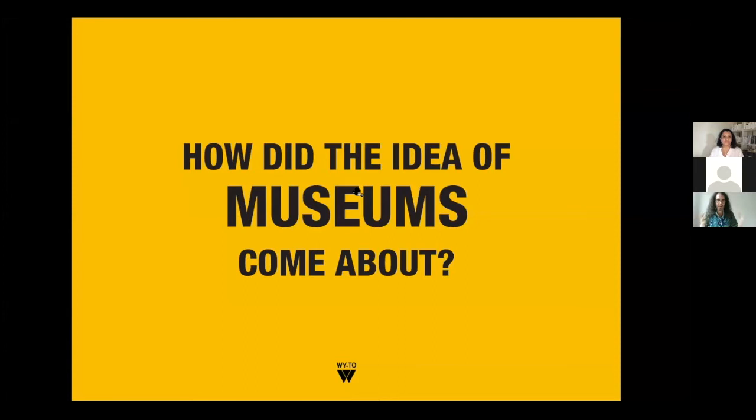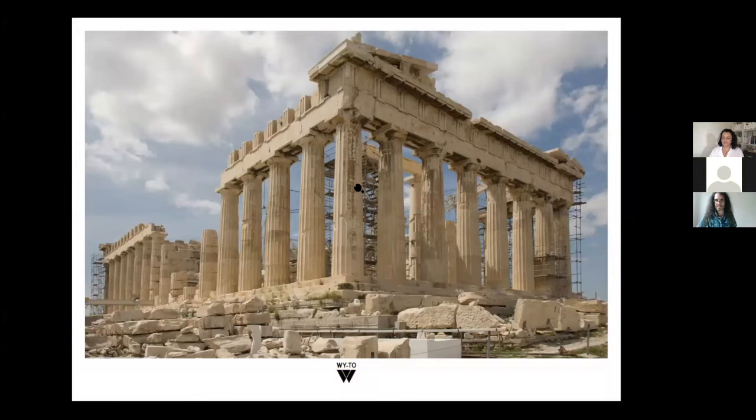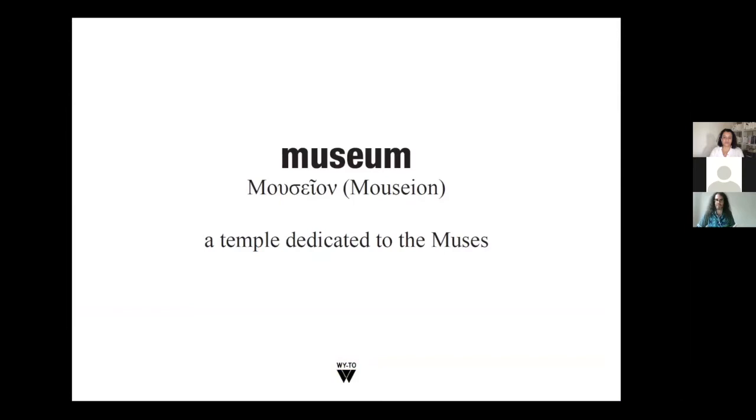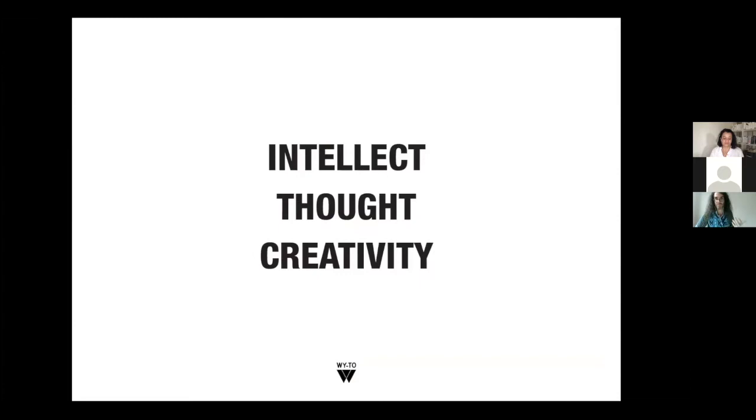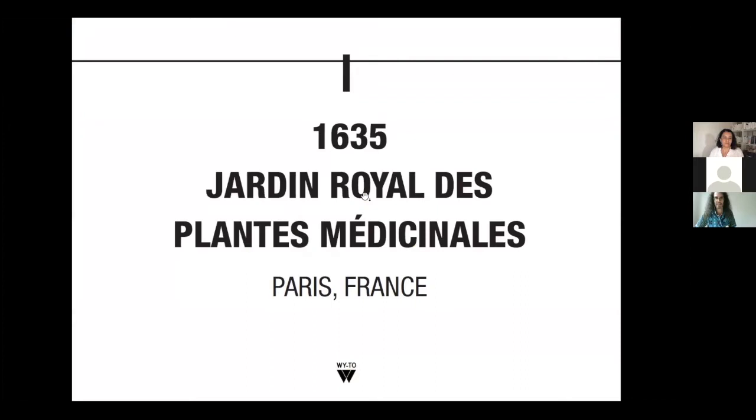First of all, let's just remind ourselves how this idea of museum came about. It is as ancient as ancient Greece, where basically the museum was a temple dedicated to the muses, inspiring art, science, and literature. Fast forward to modern days, dedicated to intellect, thought, and creativity. When we move towards the modern days in early beginnings, we have the first Jardin Royal des Plantes Médicinales, which was the very first modern museum, to collect all of the medicinal plants.